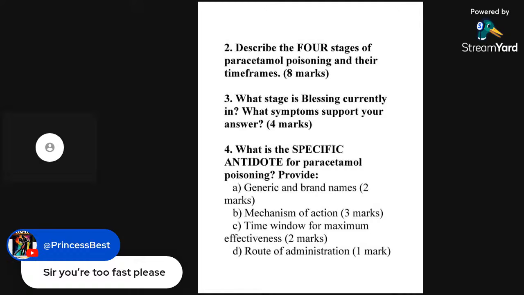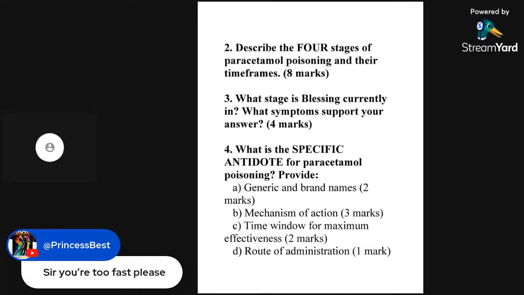That is N-acetylcysteine. So how does it act? I'm not going to ask you generic and brand names. I think I have HND still doing this topic. That's why I had these questions there.